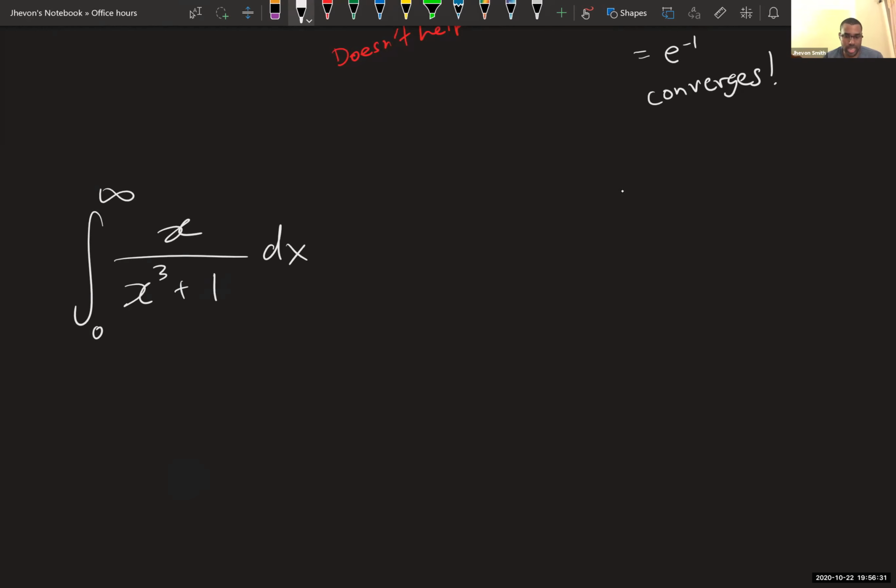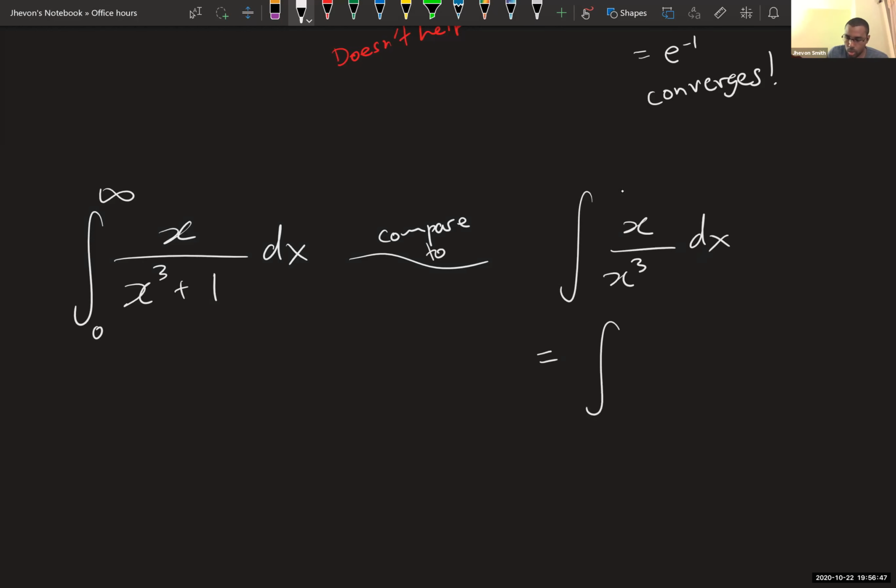How would you do it? Just start from the beginning and tell me what you did. I tried to do it by comparison. Okay, let's start there. What would you compare it to? 1 over x squared, because I took the 1 out of the denominator, so I got x over x cubed. Right, and so you would compare it to 1 over x squared. Okay, now the issue is you would have a 0 in the denominator, right? Yeah. And that's the problem, right?